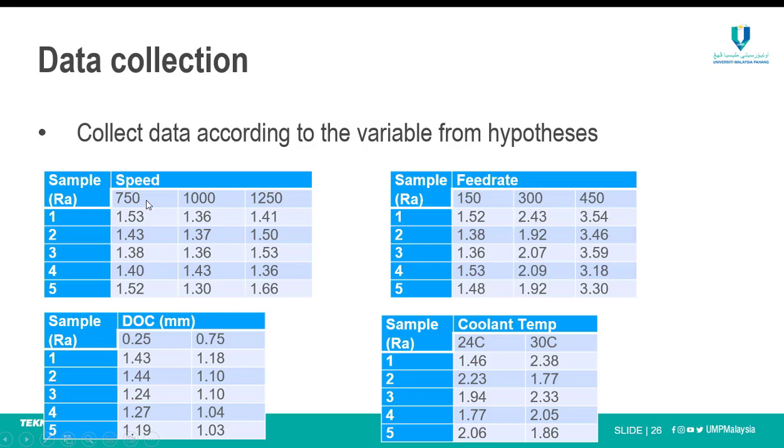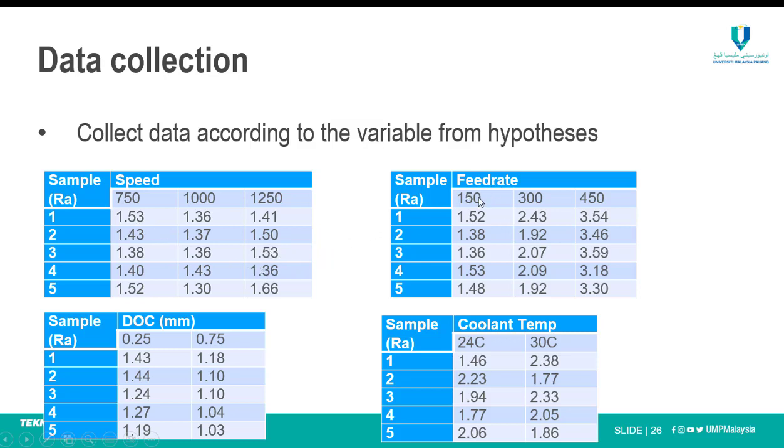So for speed, for example, we collect the data with different speeds: 750 rpm, 1000 rpm, and 1250 rpm, and then we collect the surface roughness data. This is in a slightly different unit, I think. Previously it was in microns, so this is maybe in 10 to the power of minus 8. This is just the unit that we use.